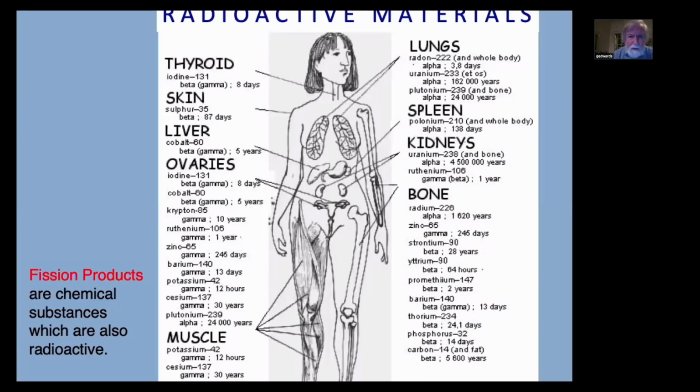Now, when radioactive materials get out, it's important to realize that these are materials. They're not just invisible rays. They're actually chemical substances whose atoms are unstable. And so these unstable atoms find their way into the food chain, they find their way into the water, they find their way into the body, and they lodge in certain organs depending upon their chemistry.